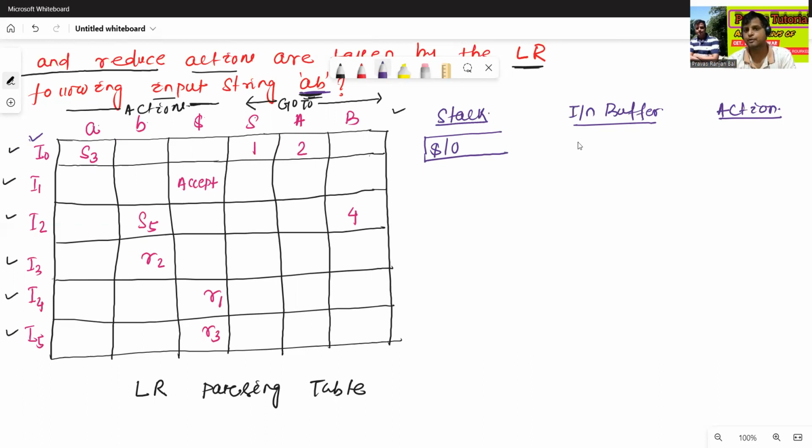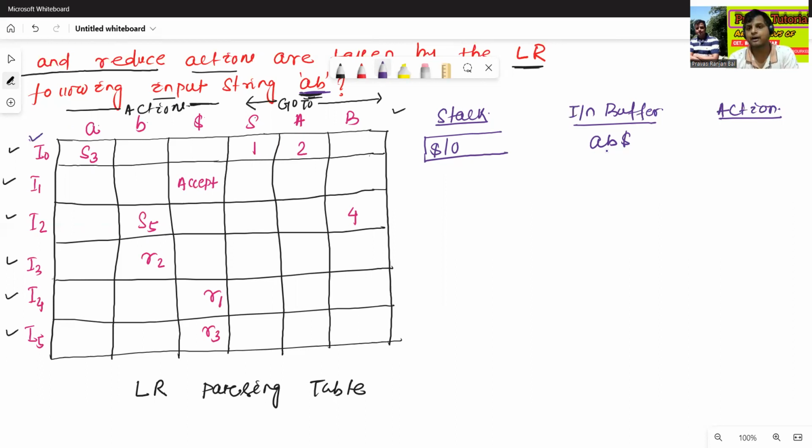What is the meaning of input buffer? Here input buffer is AB and dollar. This is very simple. Initially the stack contains dollar and 0, and the input buffer contains the input string AB and dollar. This is the initial phase.